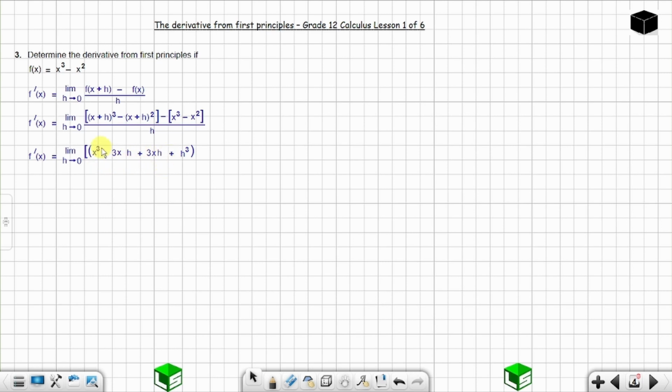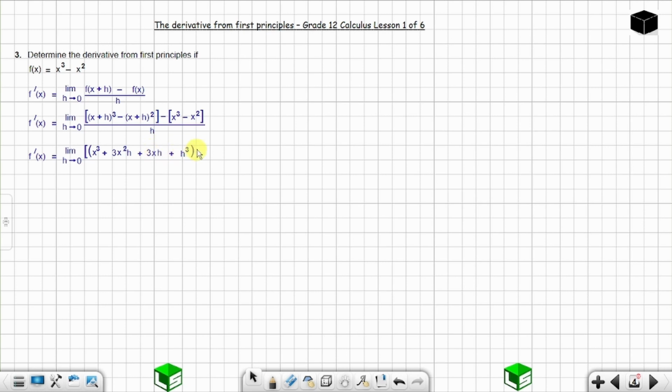I'm not done with the powers. When you have x plus h cubed, this is how you can expand. You have x cubed as your first term and h cubed as your last term, and in between you have 3xh twice. Now, your powers. You start with x cubed. The next power of x is going to be x squared, from 3 to 2, and the next one is x to the power of 1.